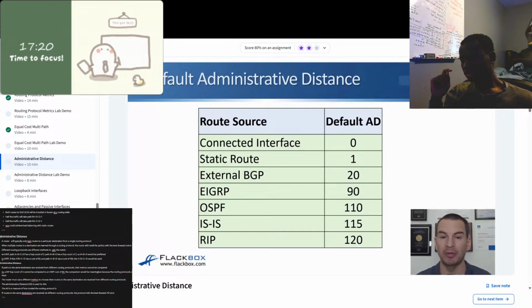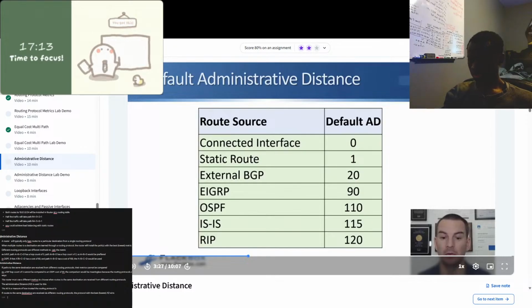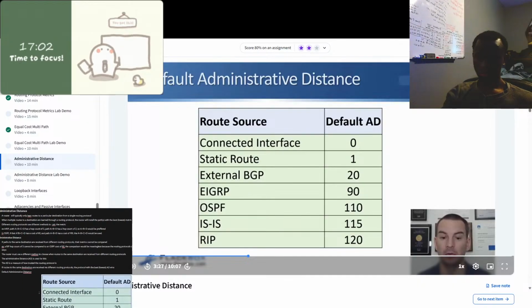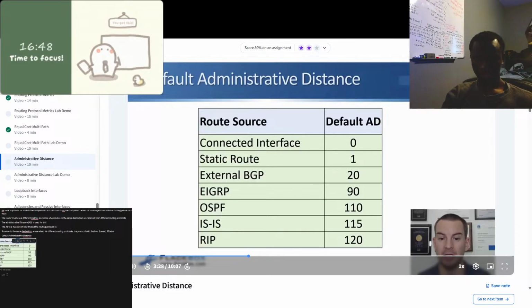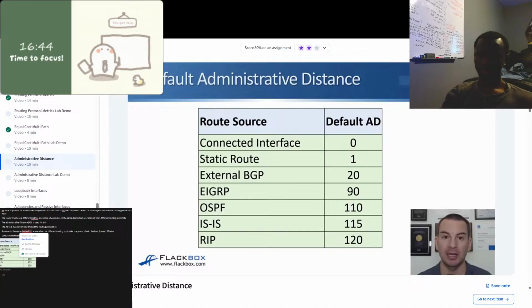So worst is RIP with a value of 120, then we've got ISIS at 115, OSPF has an AD of 110, EIGRP is the most preferred of our IGPs, it's got an AD of 90, external BGP has 20, a static route has a default AD of 1, and connected interfaces will always be preferred, they have an administrative distance of 0.